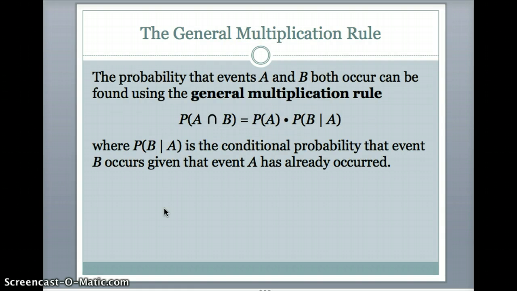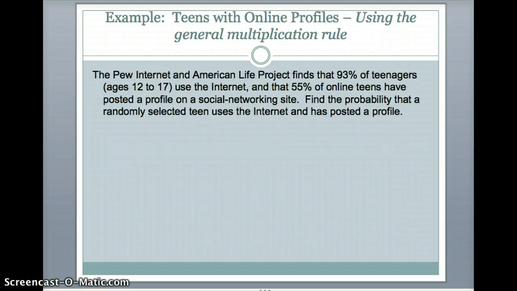So the probability that events A and B both occur can be found using the general multiplication rule. Probability of A and B is going to be the probability of A times the probability of B given that A already occurred. Okay, so let's look at an example. This example is probably going to be a little bit easier because they already give you the conditional probability, but that's okay because we should already know how to do that.